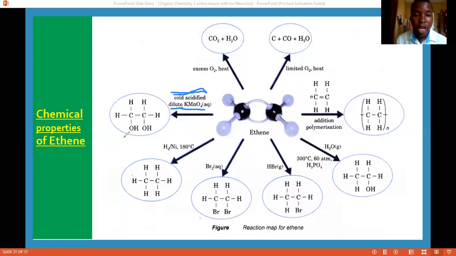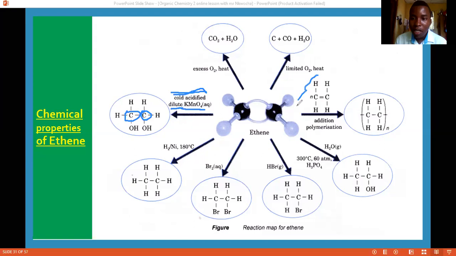So let's name this compound together. It is an alkane, but it's an alcohol at the same time. The carbon atoms are joined together by a single bond. So it's called ethane-1,2-diol. Ethane-1,2-diol.